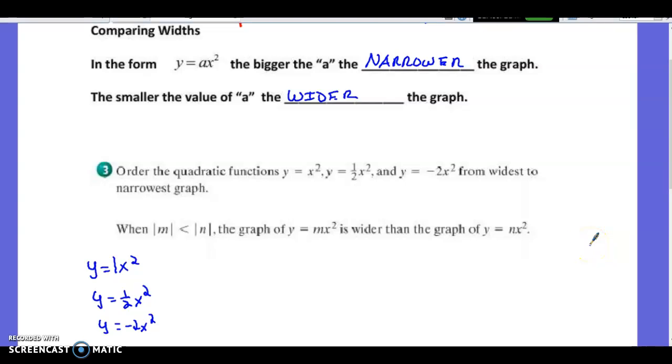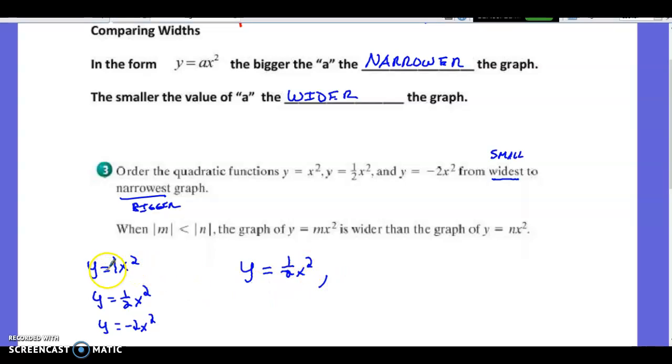So if I'm going from widest to narrowest, all right, the biggest number is going to be our narrowest, the lowest number is going to be our widest. So if I'm looking at which of these is my lowest number, because I'm ordering from widest, meaning smaller number, to narrowest, which is a bigger number, I can put them in order that way. So if I look at these, my smallest or my widest would be 1/2, because 1/2 is smaller than 1, and the absolute value of -2, which is 2. So y equals 1/2x squared would be my widest.